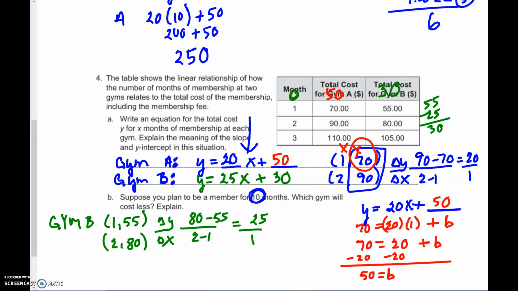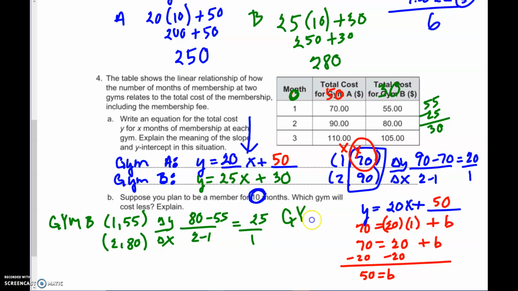All right, Gym B has the equation 25 times 10 plus 30. So it's 250. Well, right there we can already see as soon as I add that 30, it's going to be more. So it's $280 if I were at Gym B. So for 10 months, I want to go to Gym A. So the more months I go, Gym A is going to be cheaper.